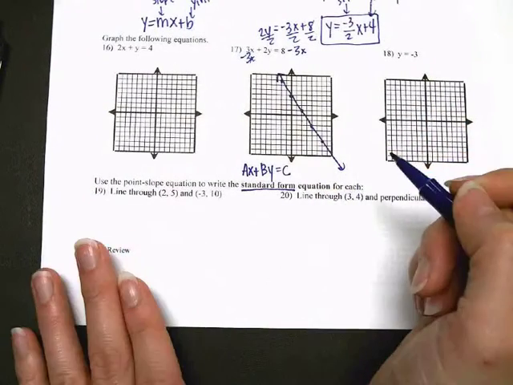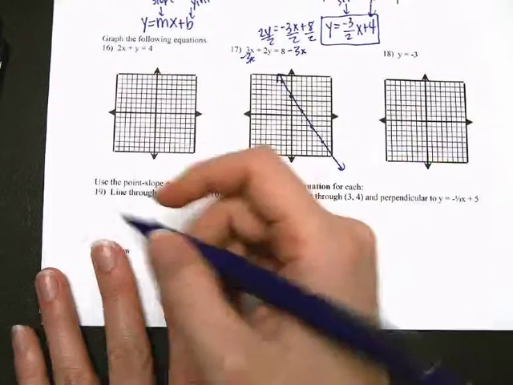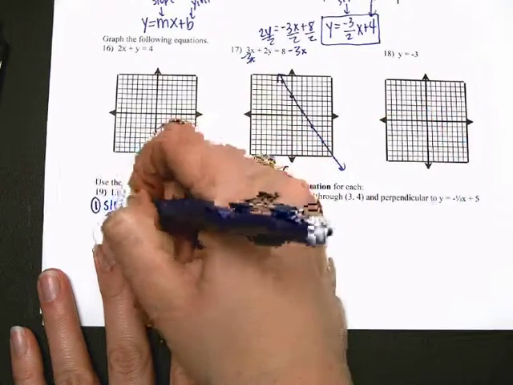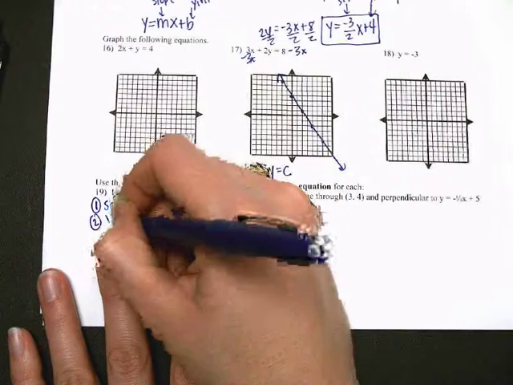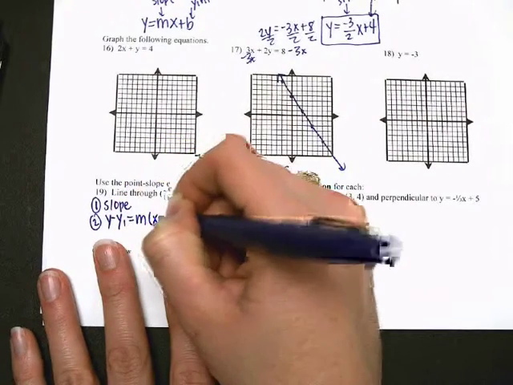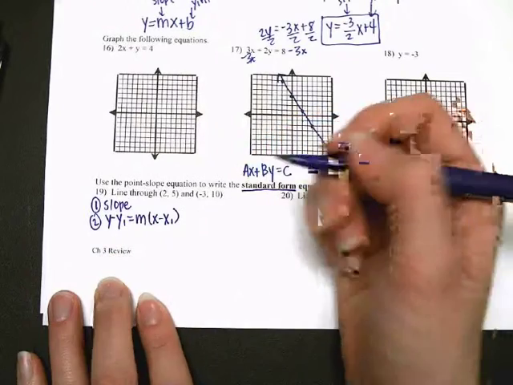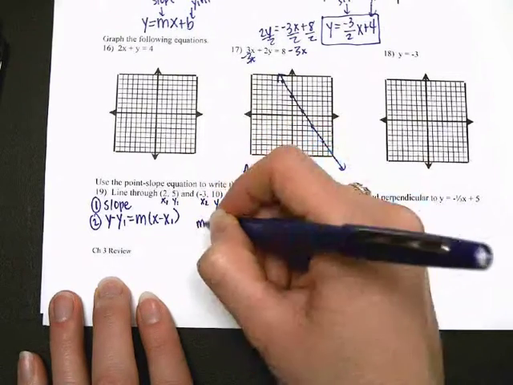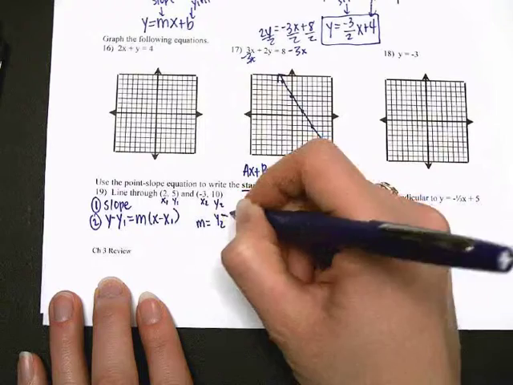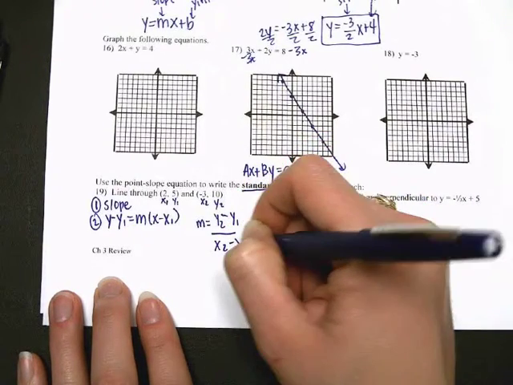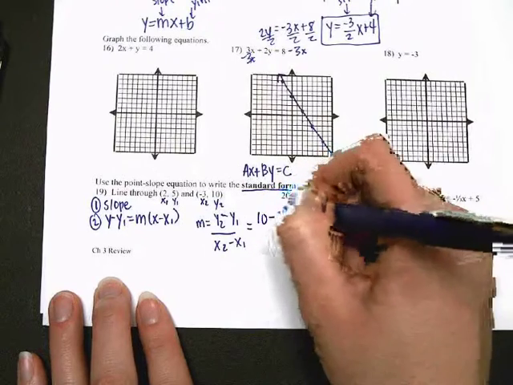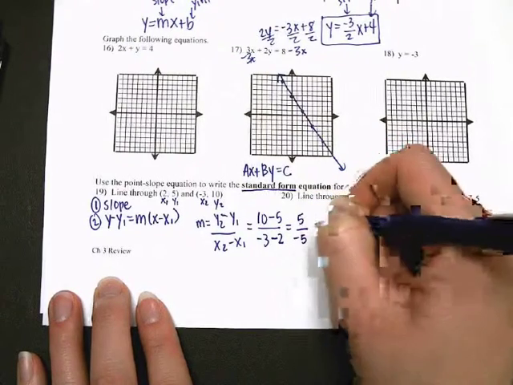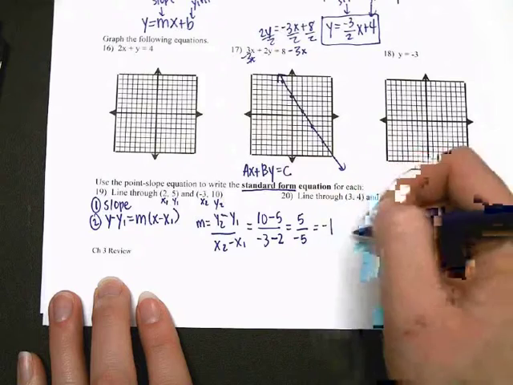So the first thing we want to do is be able to write the equation of our line. We know writing the equation of our line is a two-step process. The first step is to find the slope. The second step is to plug in a point slope. So in order to find my slope, I label my points x1, y1, x2, y2. And the slope equation is y2 minus y1 over x2 minus x1. So 10 minus 5 over negative 3 minus 2. We get 5 over negative 5, which is the same thing as negative 1. So that's my m.